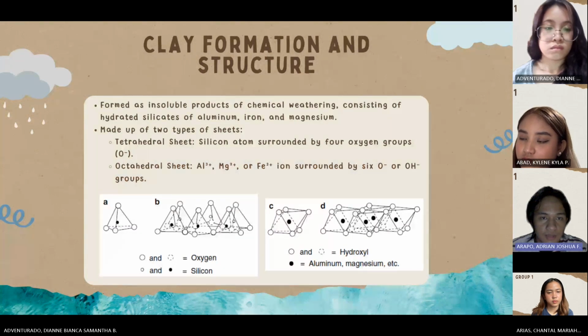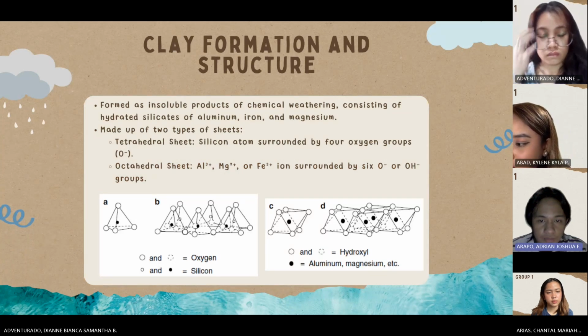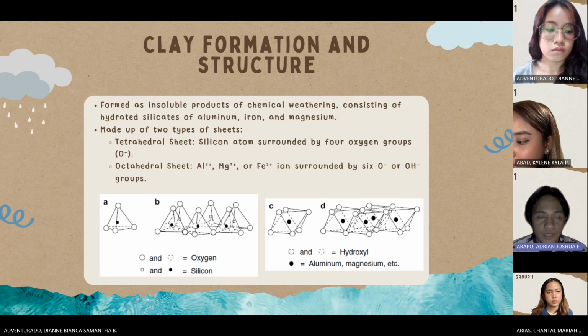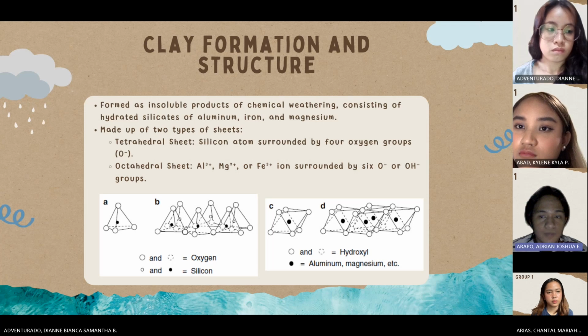Now let's talk about the clay formation and its unique structure. Now, for clay formation, the clay minerals are insoluble products of chemical weathering. They consist of hydrated silicates containing elements like aluminum, iron, and magnesium. This formation occurs as other minerals break down over time, especially in the presence of water, just like the river earlier. So the structure of clay minerals are made up of two types of sheets that stack together.